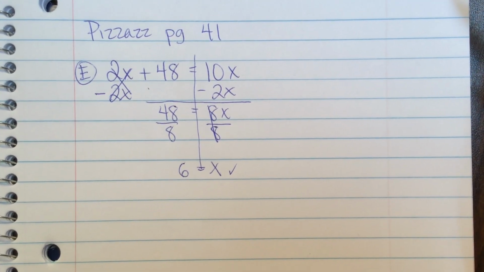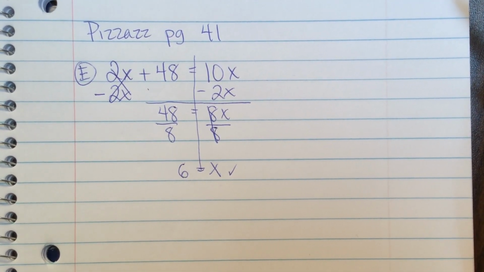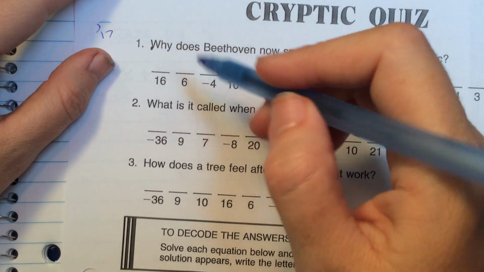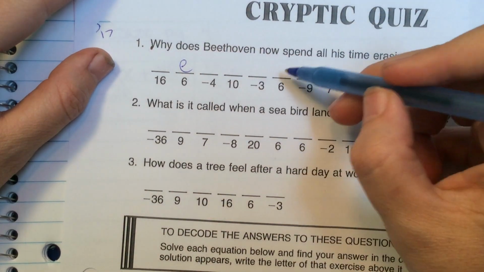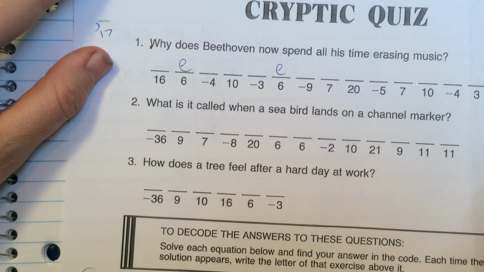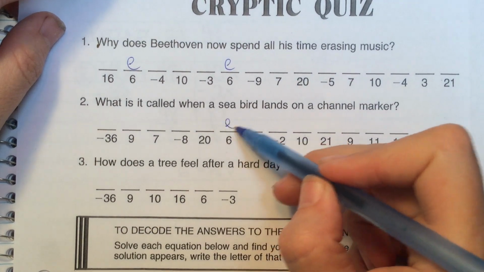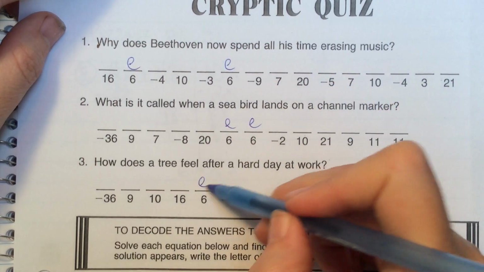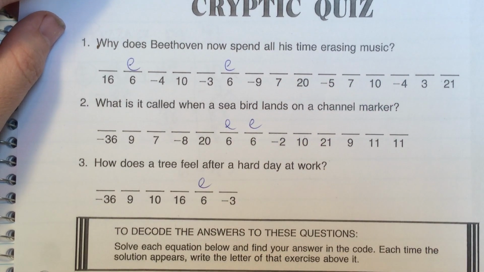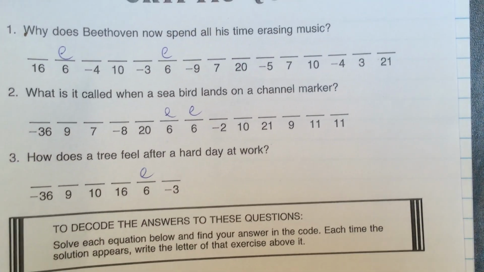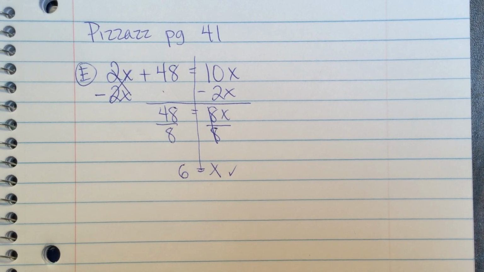So on my sheet, everywhere there's a 6, I'm going to put an E. And it looks like there's a lot of E's. Yep, looks like it. Okay, let's pick another one.